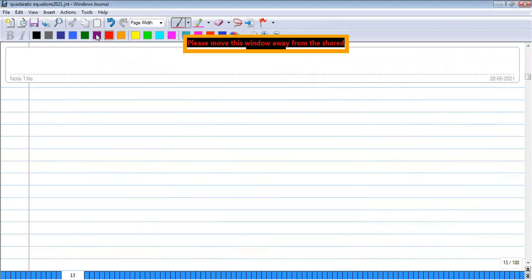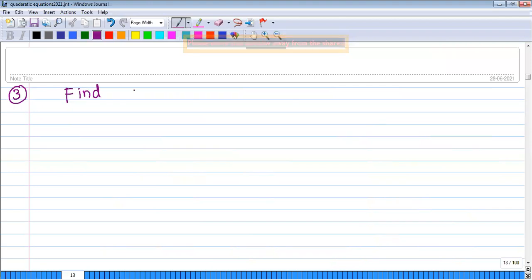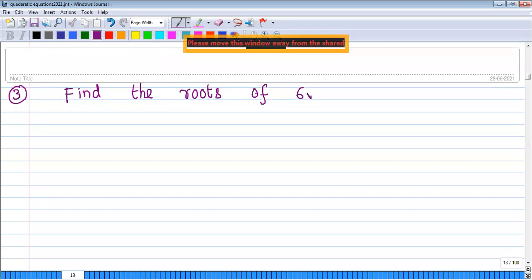Okay, let us move to the next, third question. Find the roots of 6 root 5 x square minus 9x minus 3 root 5 equals to 0. So better adopt the formula method. You try.